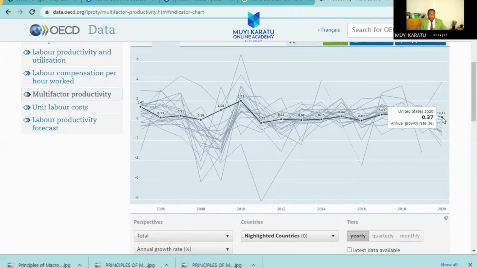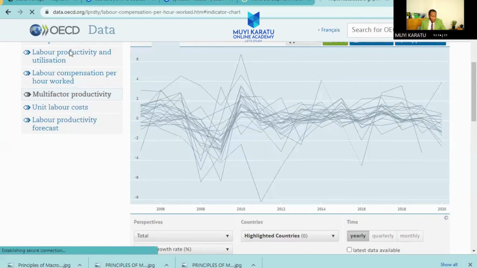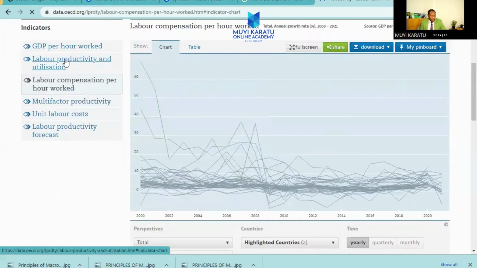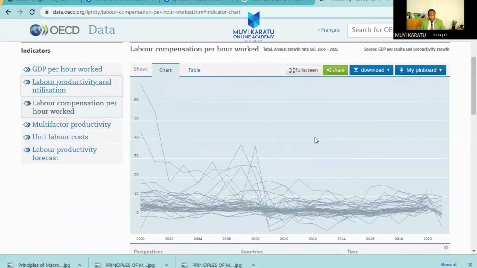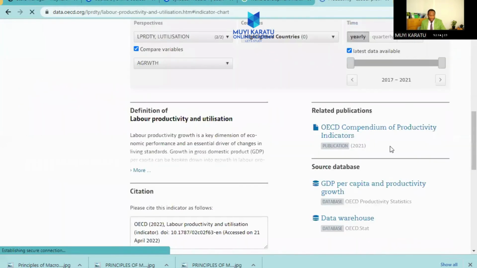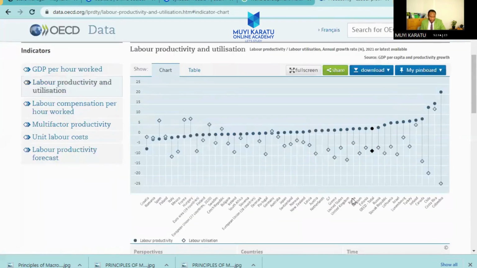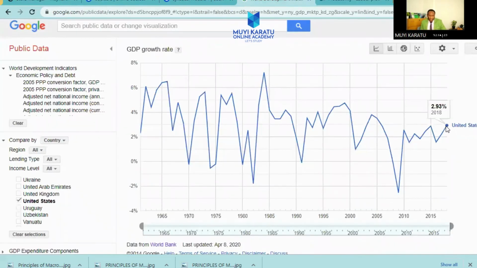So let's go back to Google public data. Here you have labor productivity. This is labor productivity of the United States. In labor productivity in the United States, you have 2.6 plus 0.37, you have 2.97. So you go back to United States here, and you see 2.93. So the growth rate of United States is around that level, which is 2.93.